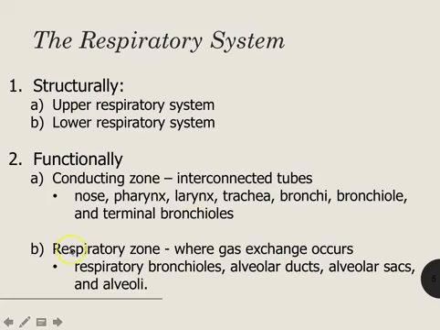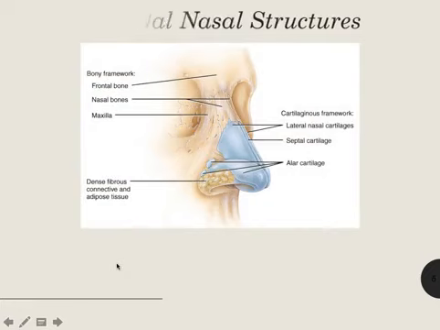And then the respiratory zone is where the gas exchange actually occurs. So there are bronchioles that are small enough to allow gas exchange to occur. The alveolar ducts are small enough, as well as the alveolar air sacs and the actual alveoli themselves. So again, conducting zone, just taking the air from outside the body, inside, and then from in, out, no gas exchange. And then respiratory zone, where gas exchange actually is occurring.